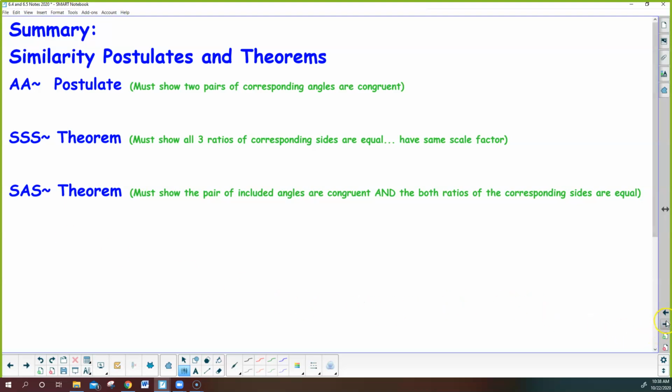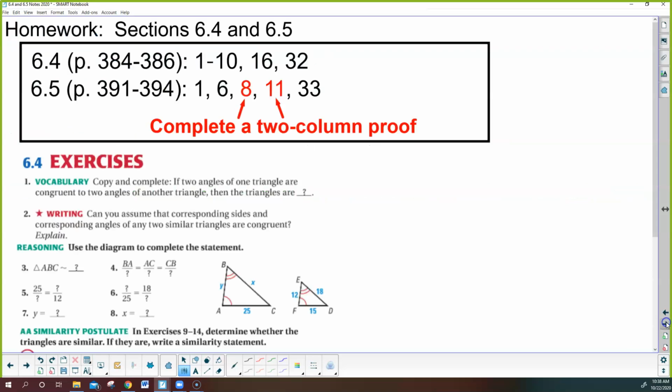And then the homework tonight. So this is the part that you have two sections. They're both from your textbook. And remember, there's PDFs. This is from chapter 6. So you have to look at 6.4. You're going to do 1 through 10, 16, and 32. And then 6.5, you've got 5 problems.